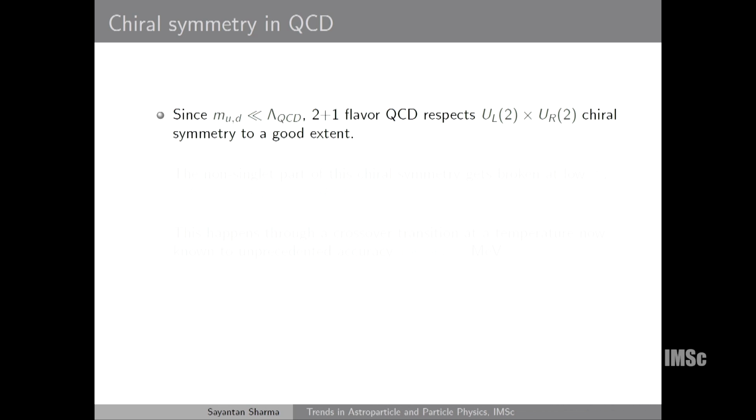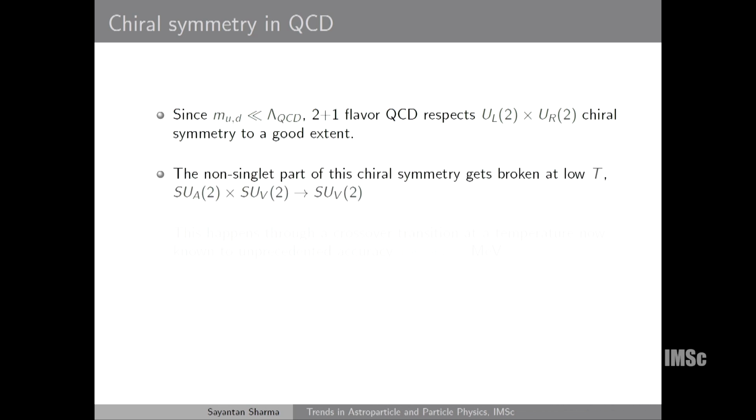So in QCD, even with physical quark masses, the light quark masses are much smaller than the intrinsic scale of QCD, which is lambda QCD. So even when we talk about physical QCD as 2+1 flavor, it respects a unitary symmetry U(2) left cross U(2) right to a very good extent. And this is what we call the two-flavor chiral symmetry. Now, one can write these unitary matrices in terms of special unitary matrices. And when we talk about chiral symmetry breaking versus restoration, chiral symmetry breaking means that the SU(2)_A part is broken, which leads to pseudo-Goldstone modes, which are the pions. And this is the non-singlet part of the chiral symmetry.